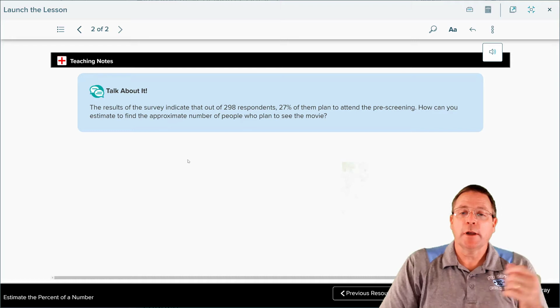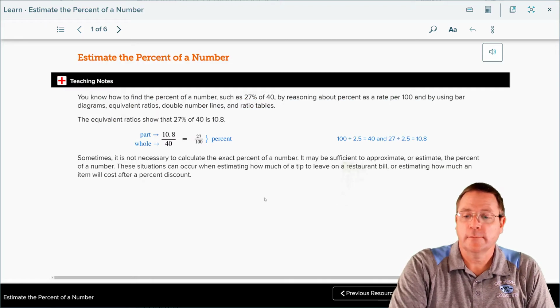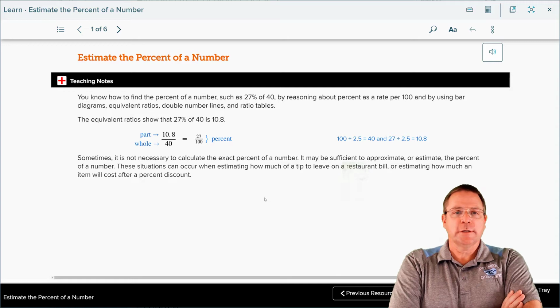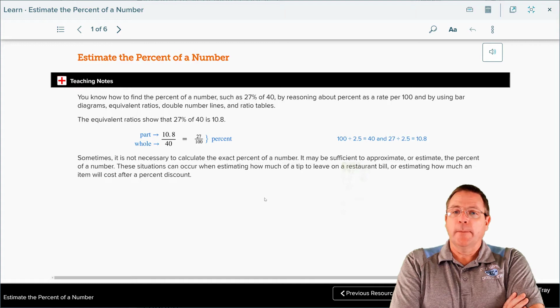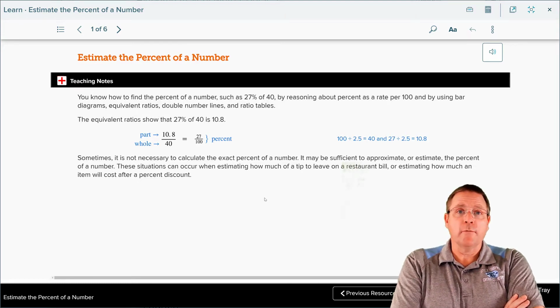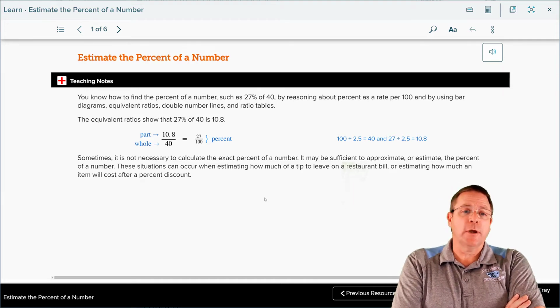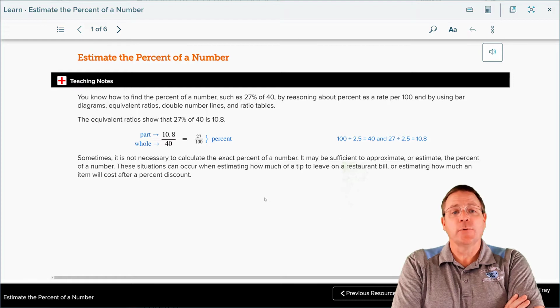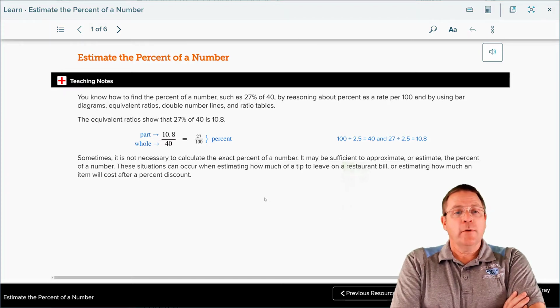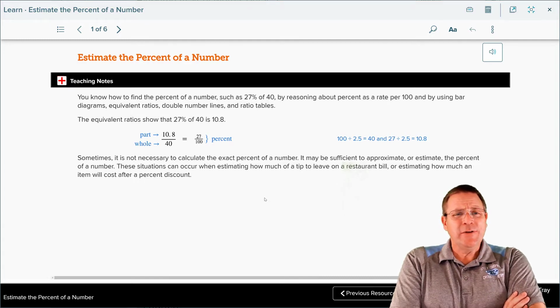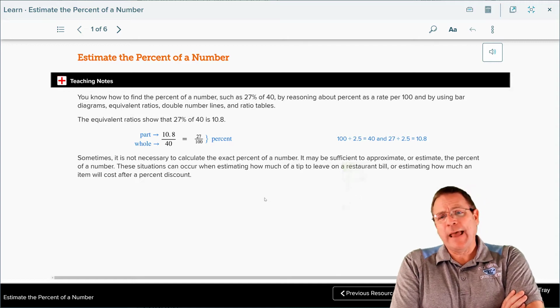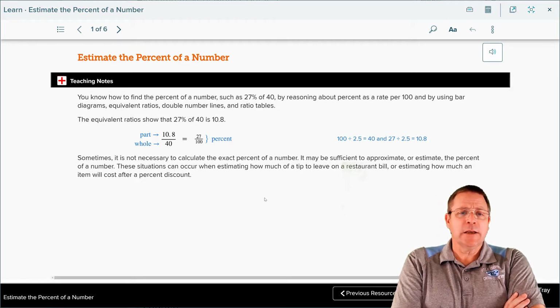This is the thing that we're going to be learning in this lesson. You know how to find percents of numbers such as 27% of 40 by reasoning about the percent as a rate per 100. We've already covered that in the other lessons. And by using bar diagrams, equivalent ratios, double number lines, and ratio tables. The equivalent ratios show that 27% of 40 is going to be 10.8. But do you really need to always be that precise? Not necessarily, and that's where estimating percents of a number comes in handy.